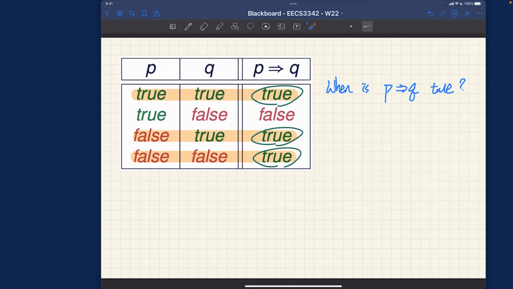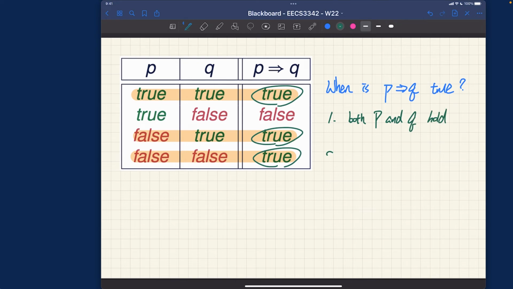It's either because P is true and Q is true. So this is the case where the promised terms are met and also the duties are fulfilled, right? So there can be two reasons. Number one, both P and Q actually hold.